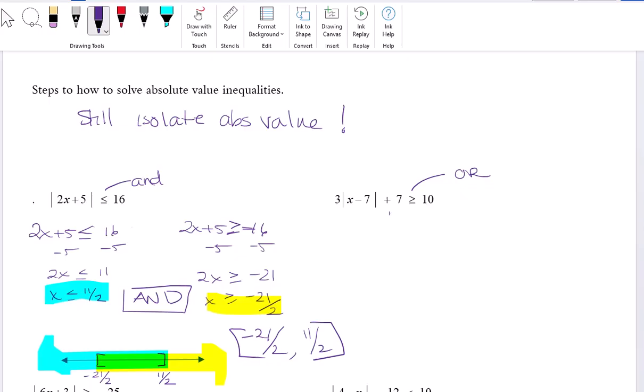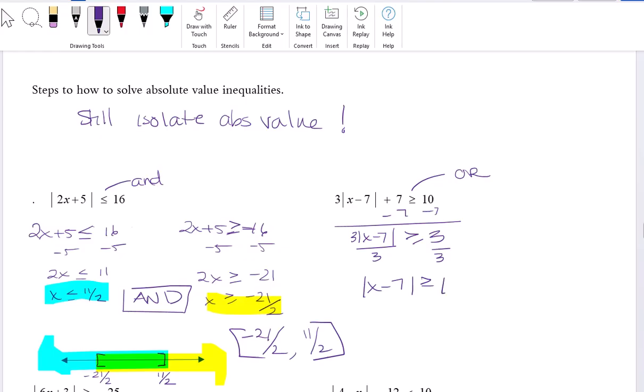So let's look at this next one. Again, we're going to isolate. I can't do anything, oops, we're not going to subtract. We're going to subtract that 7. And then we got 3x minus 7 is greater than or equal to 3, and then we've got to divide by 3. I've got to do all this work. I don't care about the intersection or union until I get that isolated. Now I have a place to go.